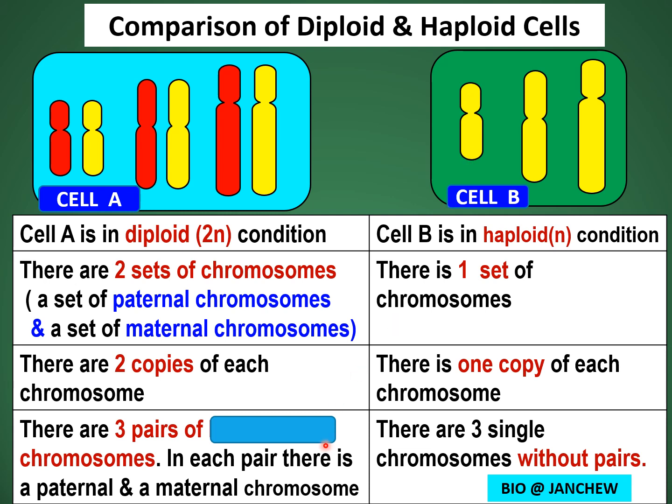Then in cell A, there are three pairs of, what is the term for that? A pair of what chromosomes? Homologous chromosomes. For example, this is a pair of homologous chromosomes. So one pair, two pairs, three pairs. In each pair, there is a paternal chromosome and a maternal chromosome. Now for diagram B, there are single chromosomes without pairs. They're just single chromosomes, and they don't have a member with them, a copy that's similar to them.